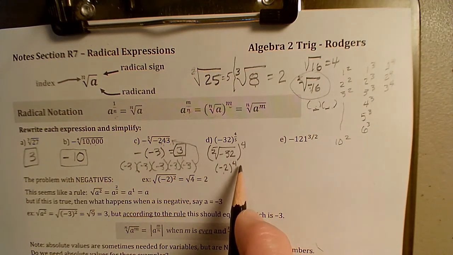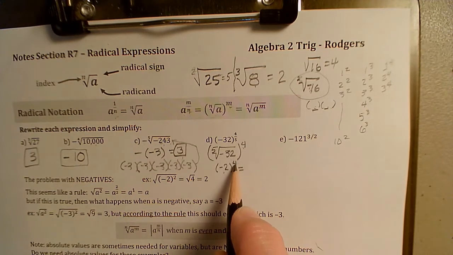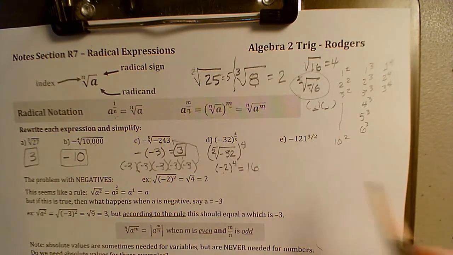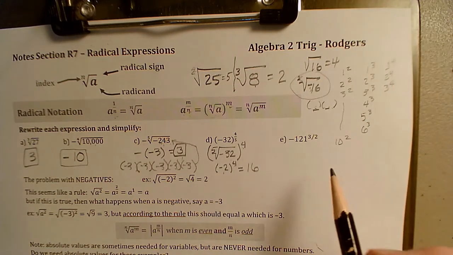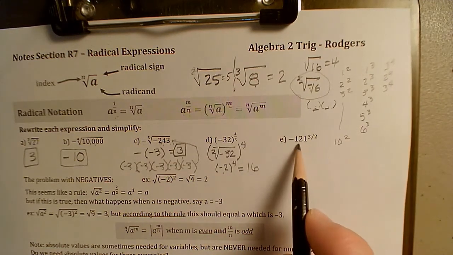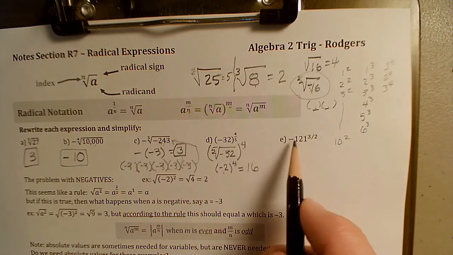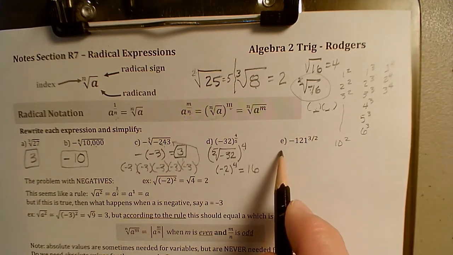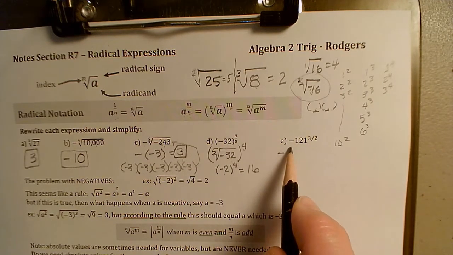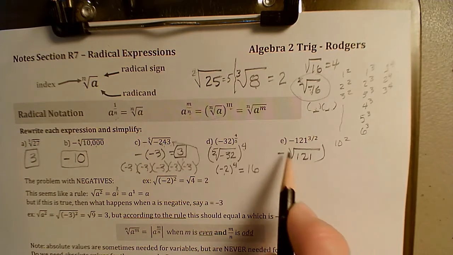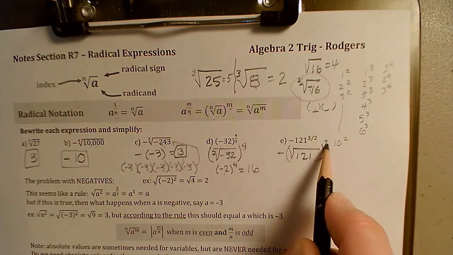And then we raise that to the fourth power. Well, we're raising it to an even power, so the negative is going to go away. So this is just positive 16. Okay? In this case, the negative is not part of the number. In other words, order of operations says that we're going to have the square root of 121, and then we're going to square it, right?